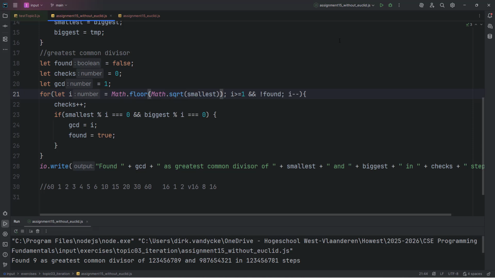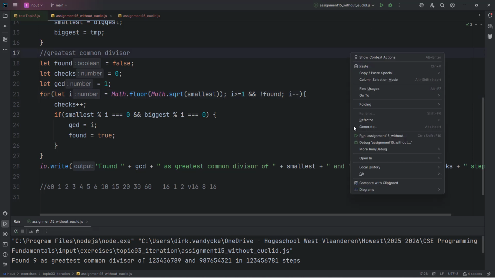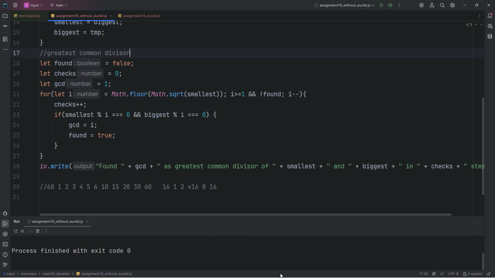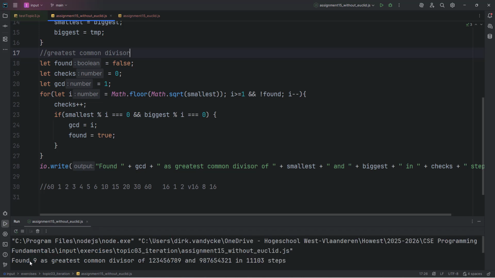And let's see if we can still get the same result. I have found 9 as a common divisor in a lot less steps. Remember, I had 123 million steps, and I'm down to 11,000 steps because of the fact that I'm starting at the square root and going down.